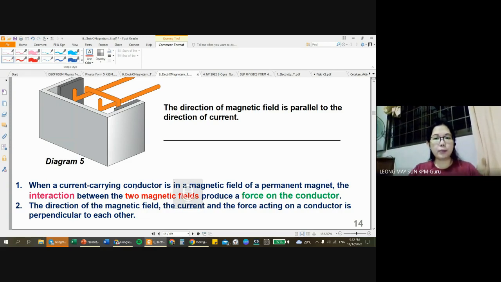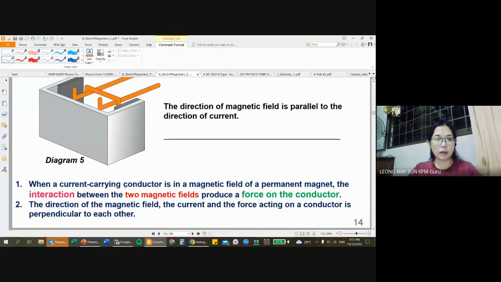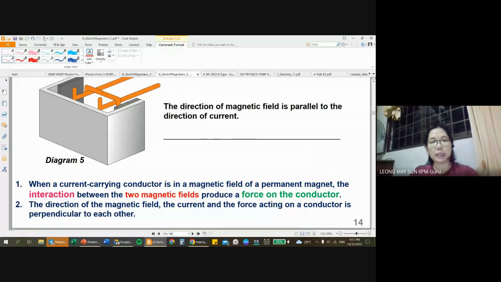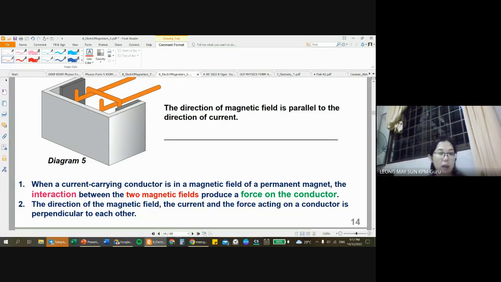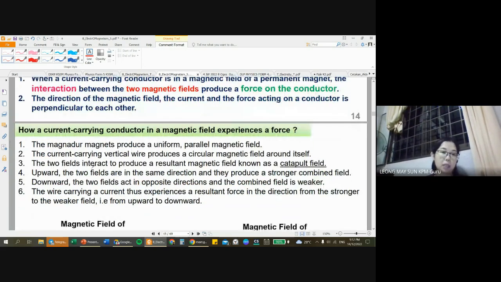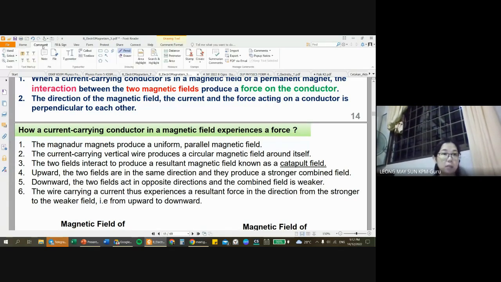Okay, now when a current carrying conductor is in the magnetic field of a permanent magnet, the interaction between the two magnetic fields produces a force on the conductor. So the direction of the magnetic field, the current and the force are always perpendicular to each other. So this one you have to identify. It is always perpendicular to each other. Now, how does a current carrying conductor in a magnetic field experience a force? Okay, this is what I have mentioned, but I'm going to explain a little bit here first.